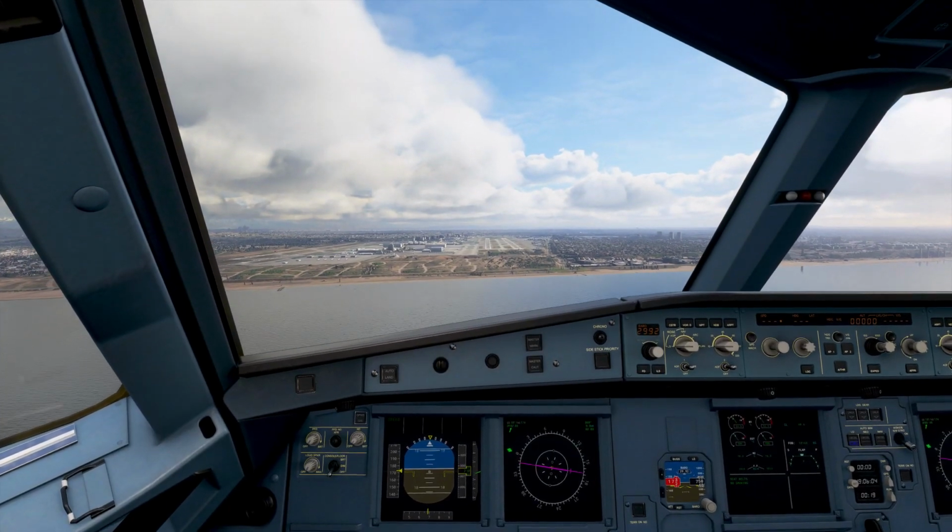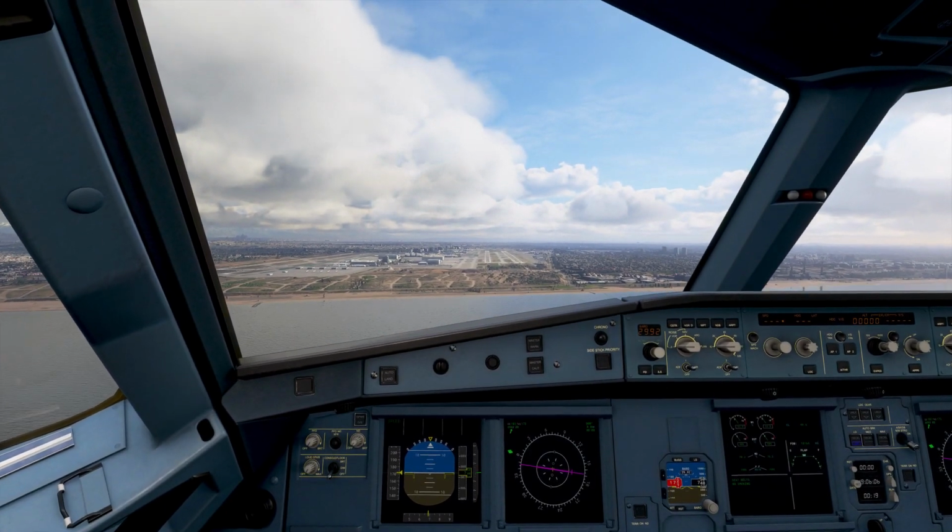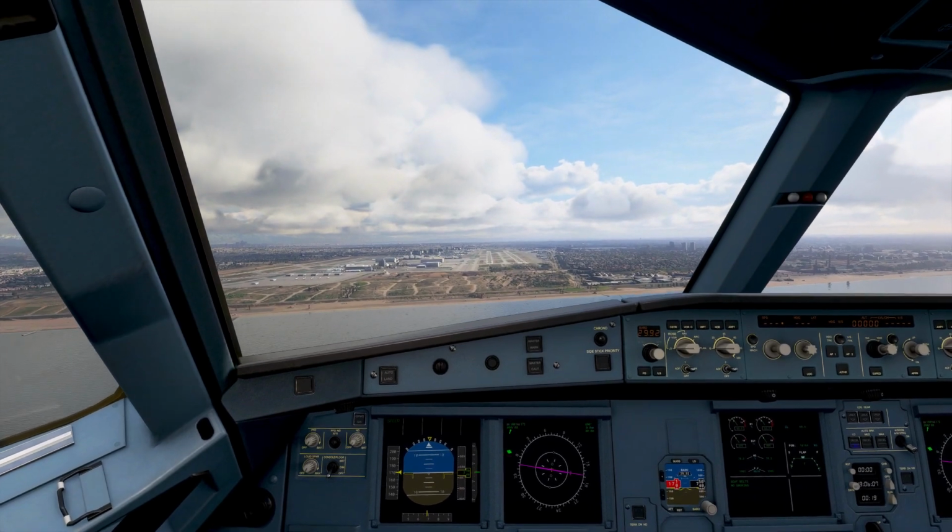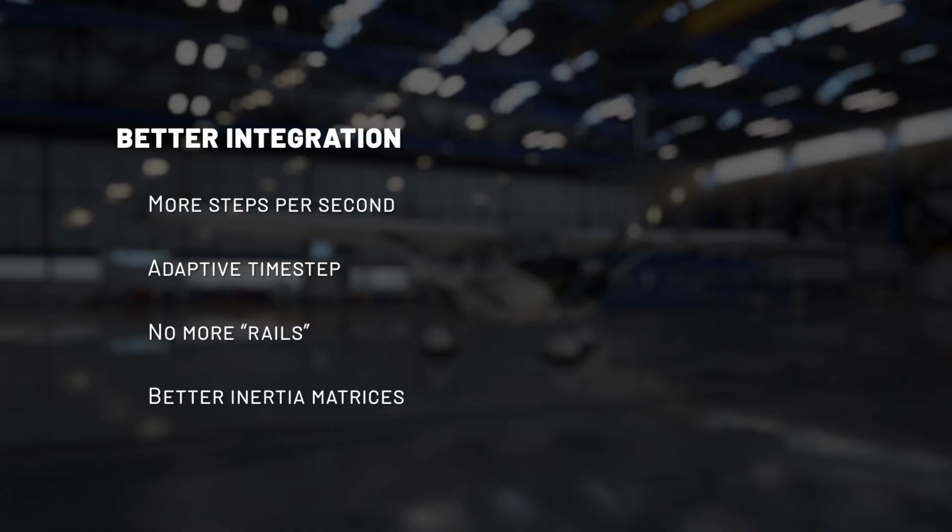We also reworked the inertia matrices. They are now more realistic, which means that the mass distribution of aircraft feels more real, and planes, when they rotate, when they yaw, when they pitch, when they roll, they feel much more realistic now as they travel through air.